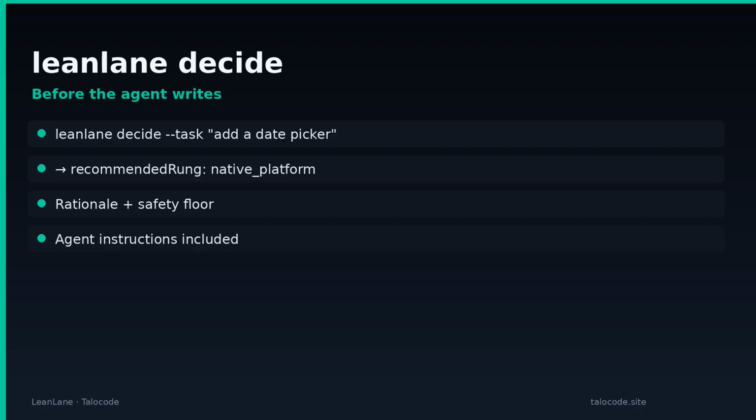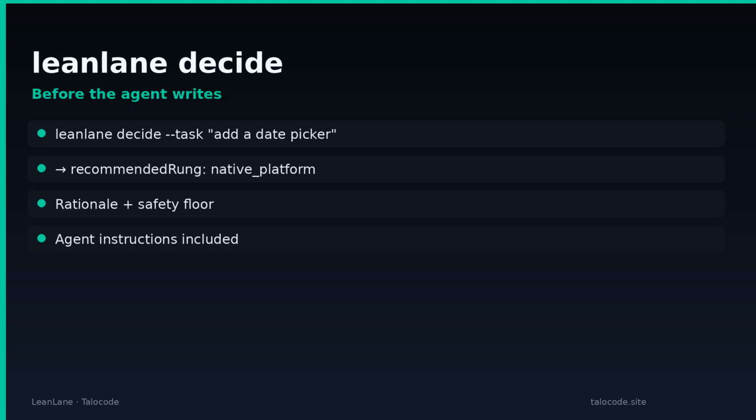Rung 4. Is there a native platform feature? Browsers already ship date, color, file, and checkbox controls. Operating systems already ship dialogues and pickers. Native is often the minimum that works. Rung 5. Can an already installed dependency solve it without adding a new package? Use what is already in package.json or your lock file. New dependencies are expensive forever.